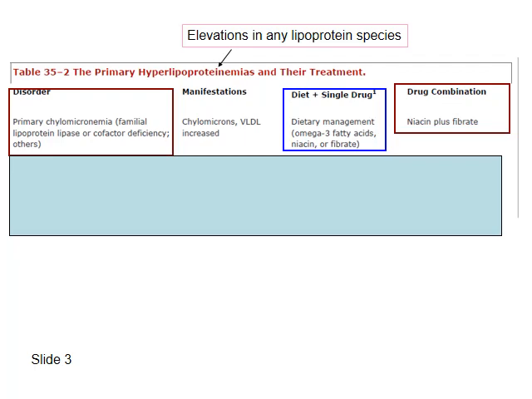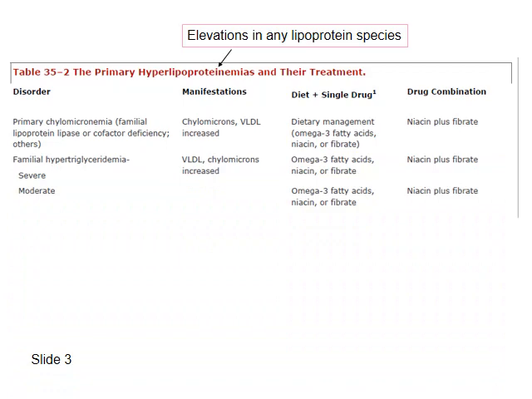So we talked about chylomicronemia, but there's also familial hypertriglyceridemia. And here we have a situation where there's elevated triglycerides. And so chylomicrons in the blood may be increased as they're a major carrier of triglycerides. VLDL in the blood may be increased. And in these situations, we can use monotherapy with similar drugs or drug combinations of niacin and fibrate. Again, a hyperlipoproteinemia is an elevation in any lipoprotein species.